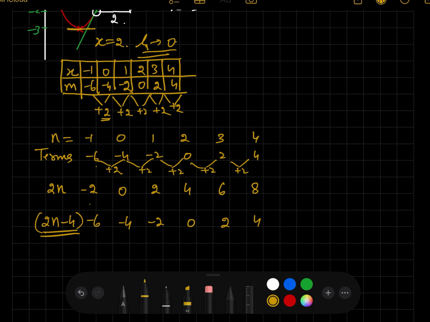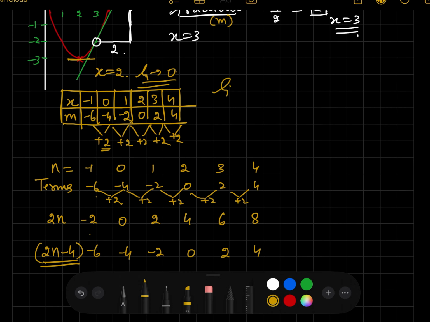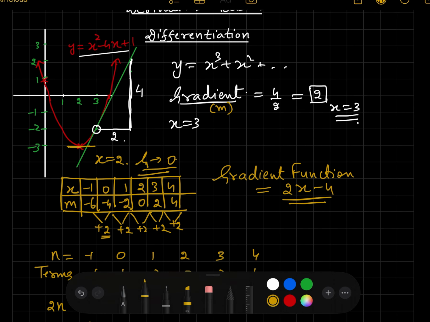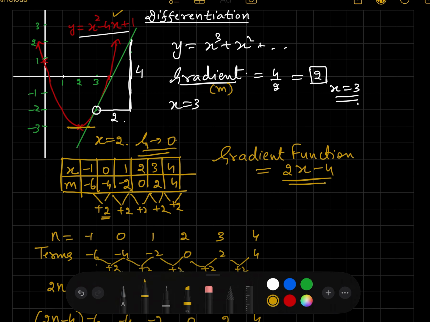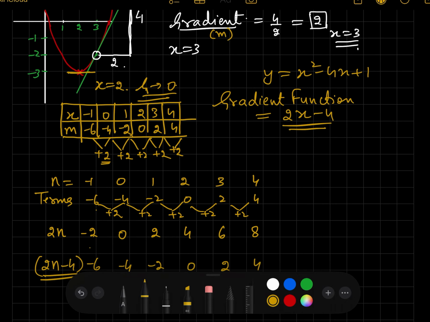Here my n is x, so I can say that my gradient function is equal to 2x minus 4, for x square minus 4x plus 1. Okay, so when our quadratic function is x square minus 4x plus 1, then for this particular function my gradient function is 2x minus 4.